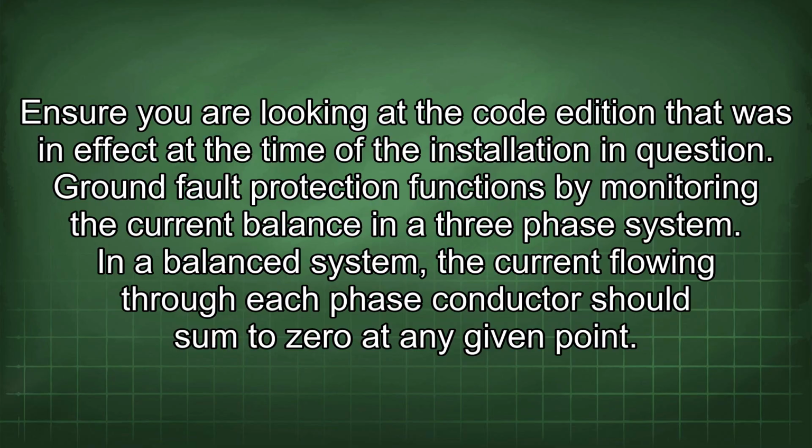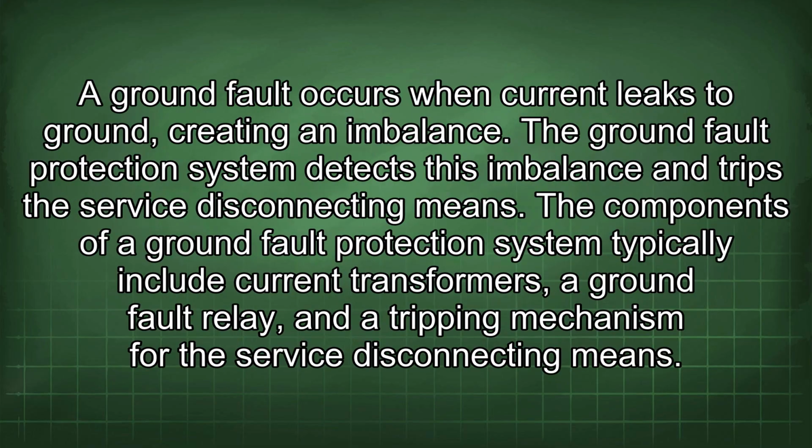Ground fault protection functions by monitoring the current balance in a 3-phase system. In a balanced system, the current flowing through each phase conductor should sum to 0 at any given point. A ground fault occurs when current leaks to ground, creating an imbalance. The ground fault protection system detects this imbalance and trips the service disconnecting means. The components of a ground fault protection system typically include current transformers, a ground fault relay, and a tripping mechanism for the service disconnecting means.